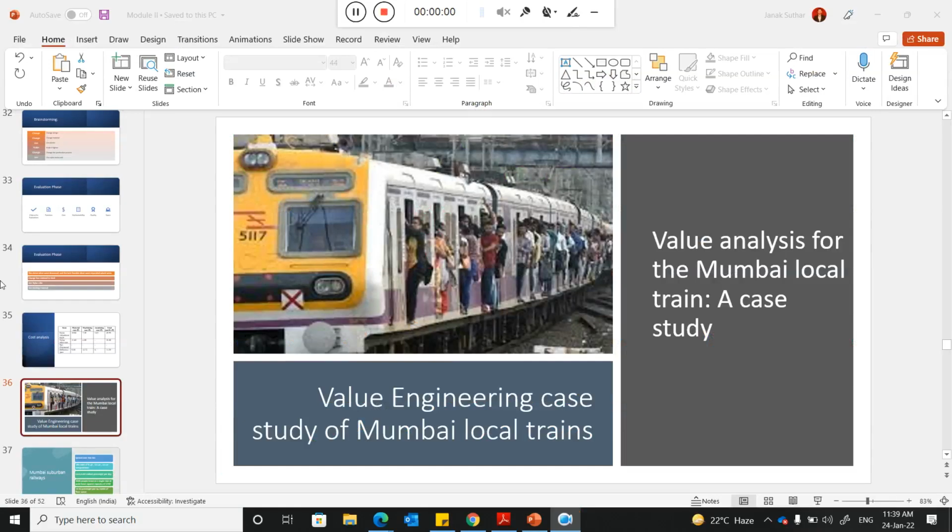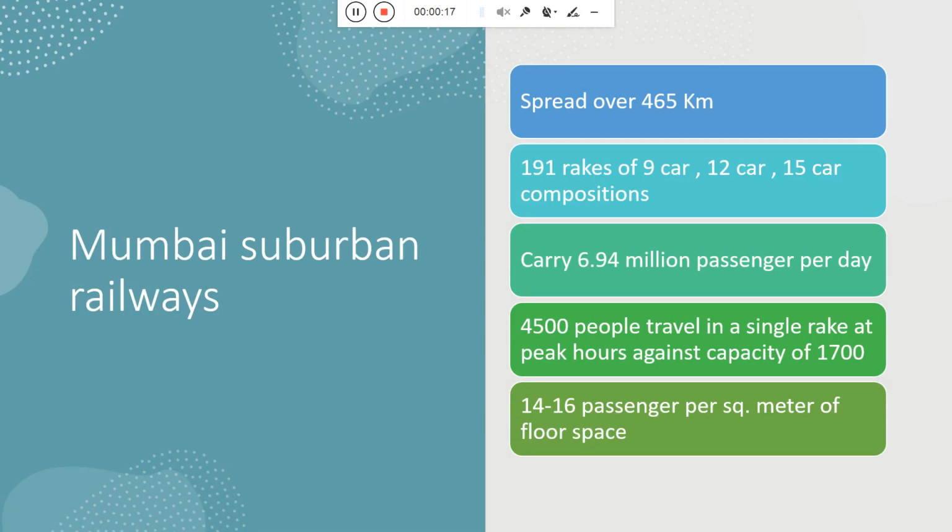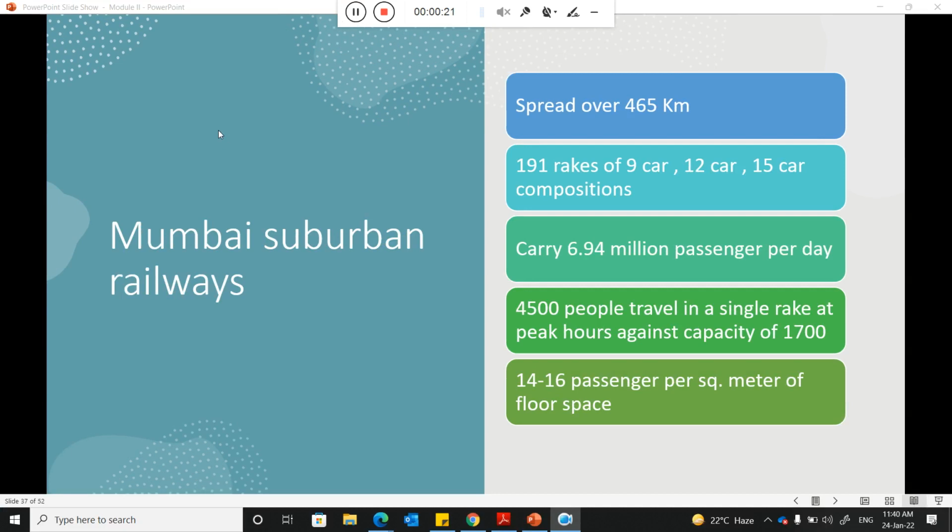Q1. In this case study, the value analysis for the Mumbai local train is there. They actually handle related focus. So the first thing is when we talk about the Mumbai local train, just wait. In the Mumbai suburban railway, first, what is the introduction?